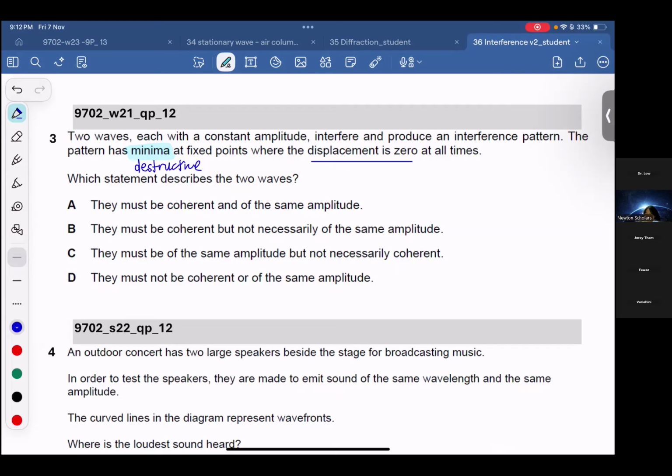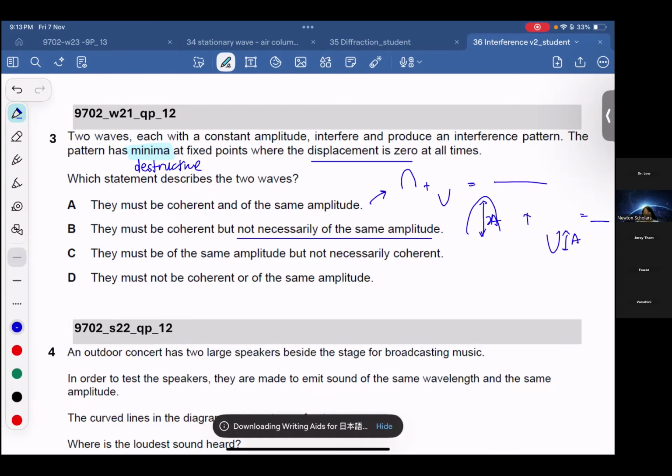It's wrong because it's not necessary to have the same amplitude. If they are not the same, this one is 2A plus 1A. Will you be able to get a destructive interference? No. Destructive becomes 0, so they must have the same amplitude. A plus A meet up, then become 0.